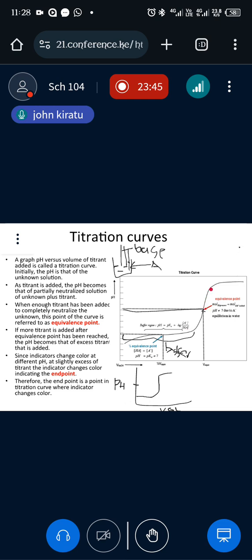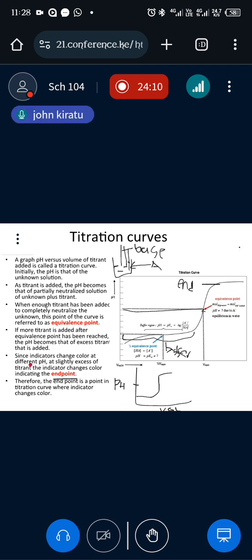But we have another point whereby we are getting another flat region, and we call it the end point. What is the end point? The end point is where the indicator changes color.